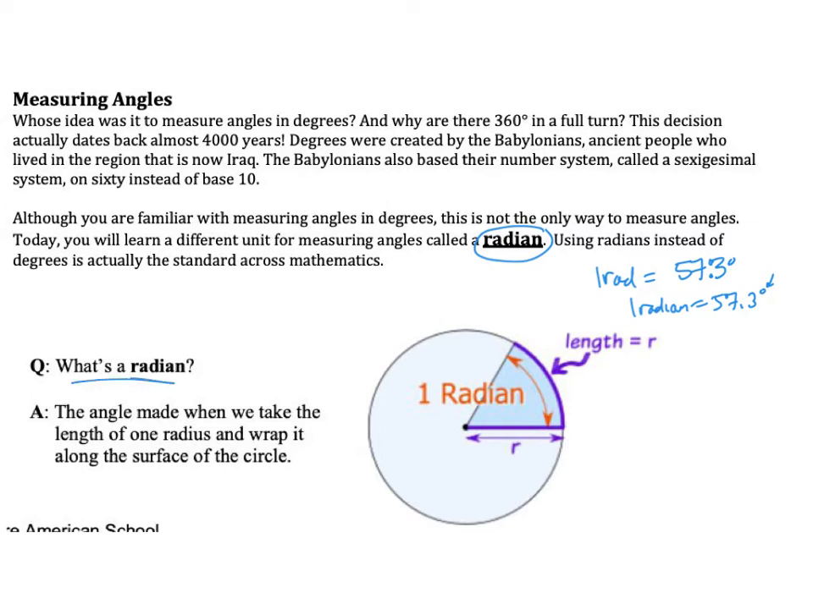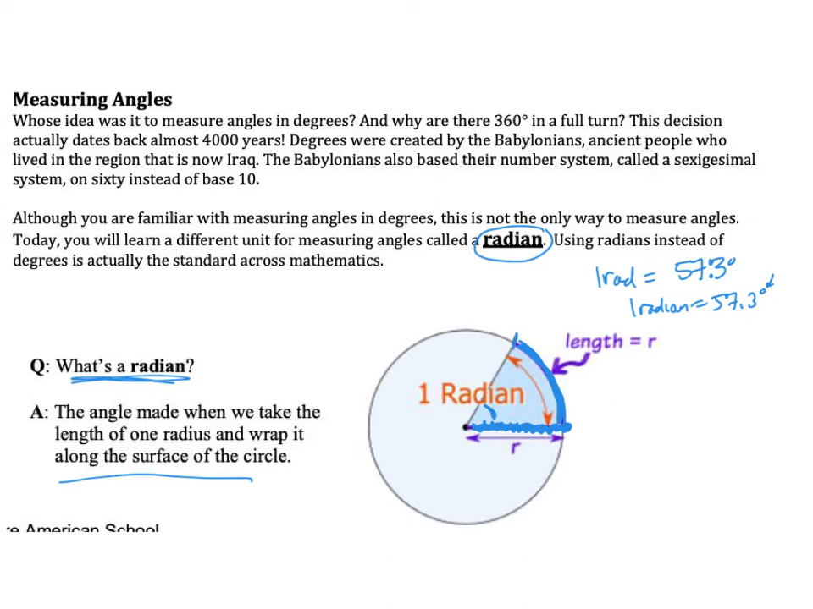So what is a radian? Well, the simple answer is that it's the angle made when we take the length of one radius, if you had your piece of string, and from this point you wrapped it around the circumference of the circle. Then this angle of rotation right here would be 1 radian.